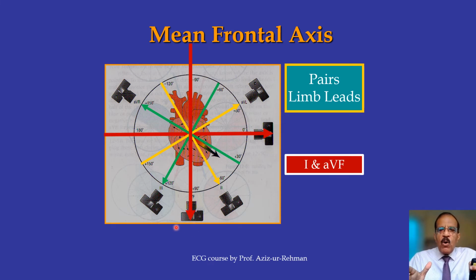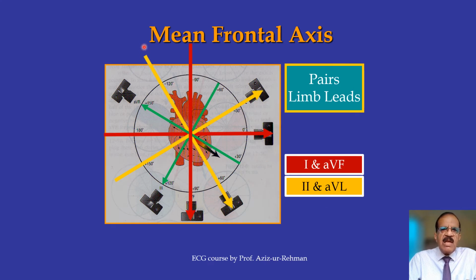Why do they make a pair? Because they are at right angle to each other. Now we will use this concept when we determine cardiac axis. So pair of 1 and AVF, they are at right angle to each other. Then we have pair 2 and AVL. This is limb lead 2 and this is limb lead AVL. So they are again at right angle to each other. That is why they are coded in the same color. This is 3 and AVR. Limb lead 3 and AVR, they are coded in the same color.